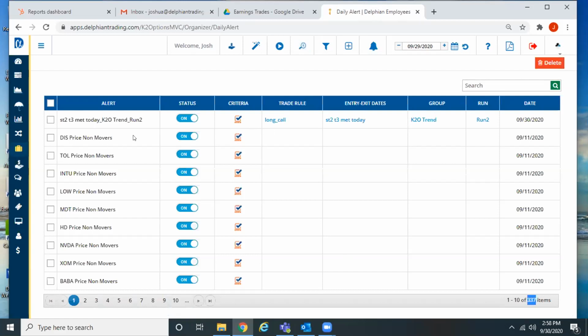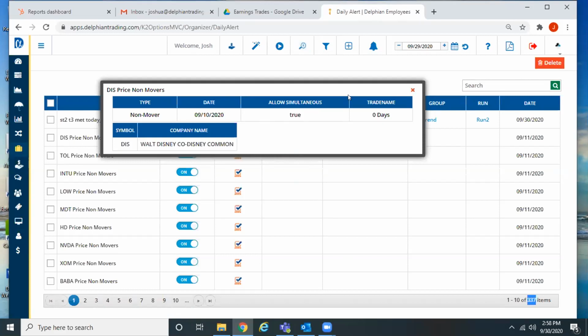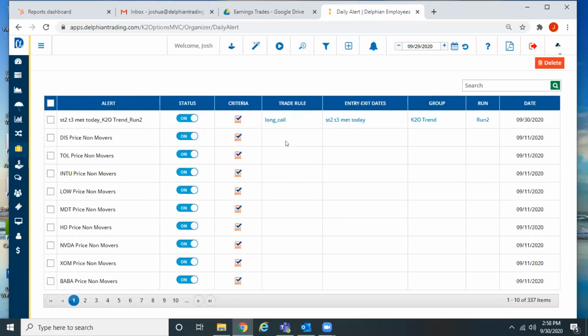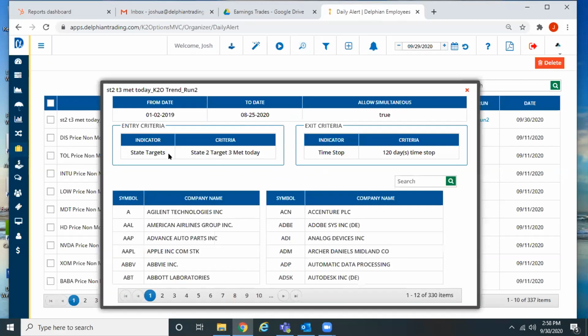Can you pull them up? You can pull up the criteria here. Just the criteria, but you can't see what stocks you've got? Well, like this one, it's state 2. It gives entry, exit, and all the symbols. Those are your stocks. Okay, thank you. That's what I was looking for.